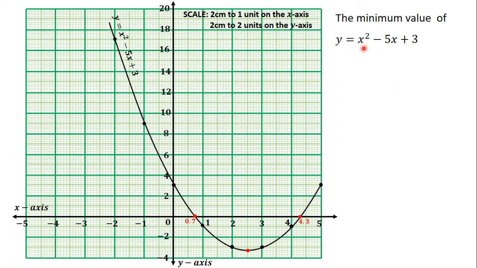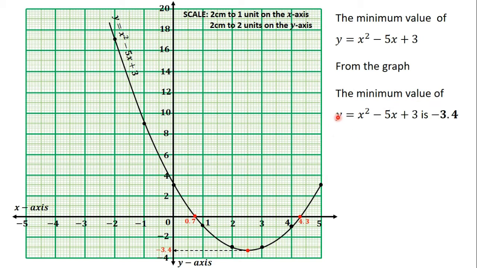So to find the minimum value of this function, we will first locate the turning point just as we have done here. Then we will trace it to the y-axis to get the y-coordinate. On my graph sheet, the y-coordinate of the turning point here is minus 3.4. So from the graph, the minimum value of the function y is equal to x squared minus 5x plus 3 is minus 3.4.